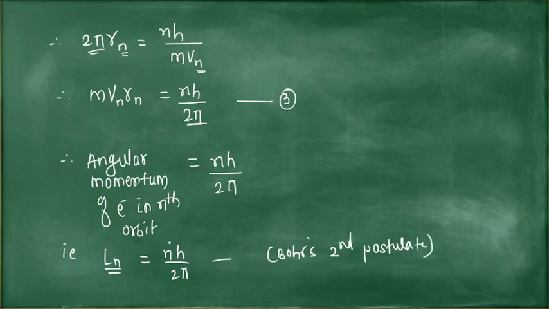So de Broglie applied his postulate to the electron which is revolving in the circular orbit. That is, don't consider electron as a particle, but consider electron as a wave. And we get this proof. Now let us solve some MCQs.